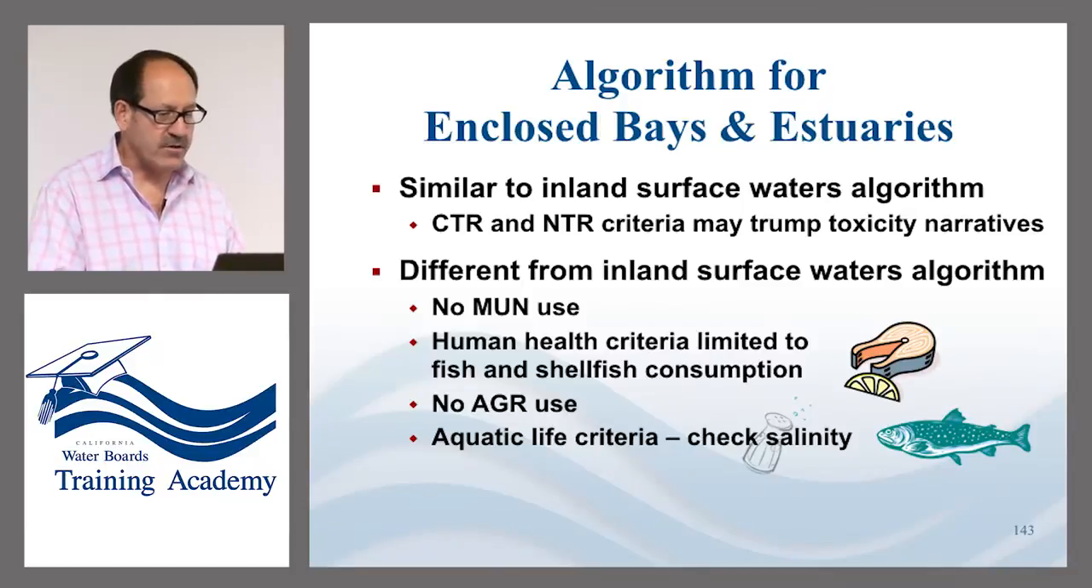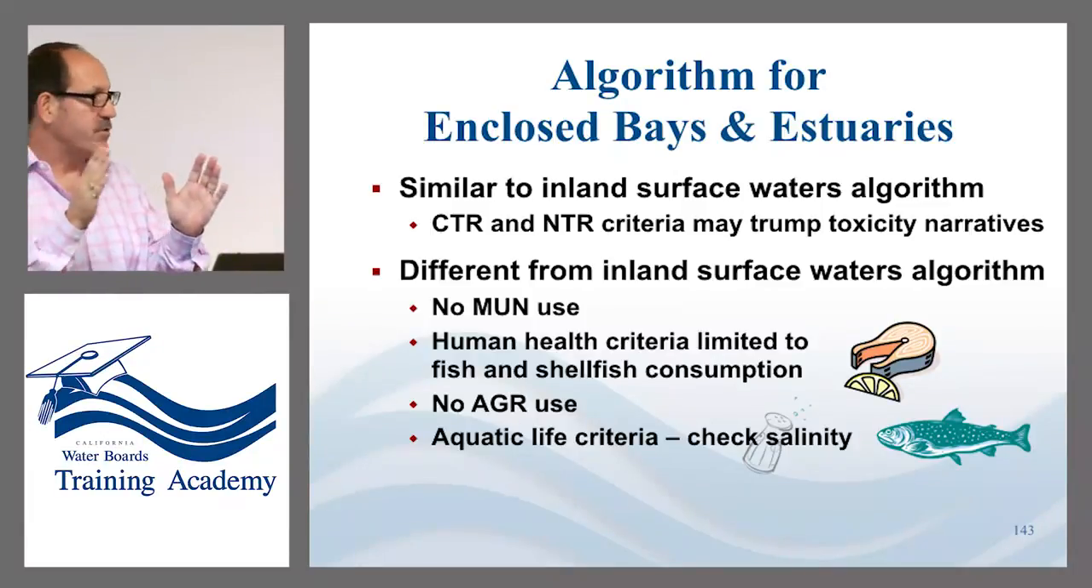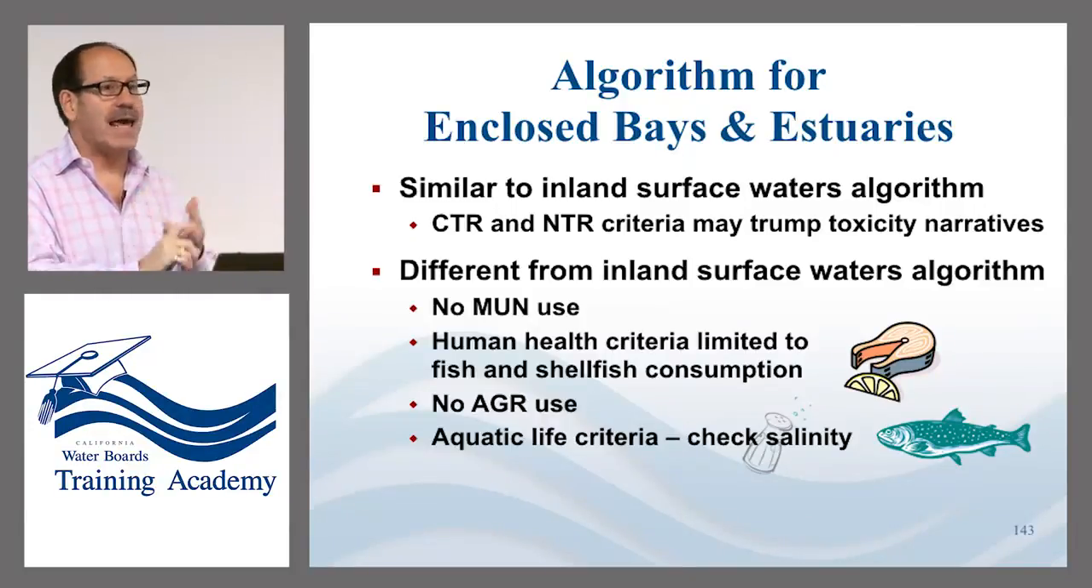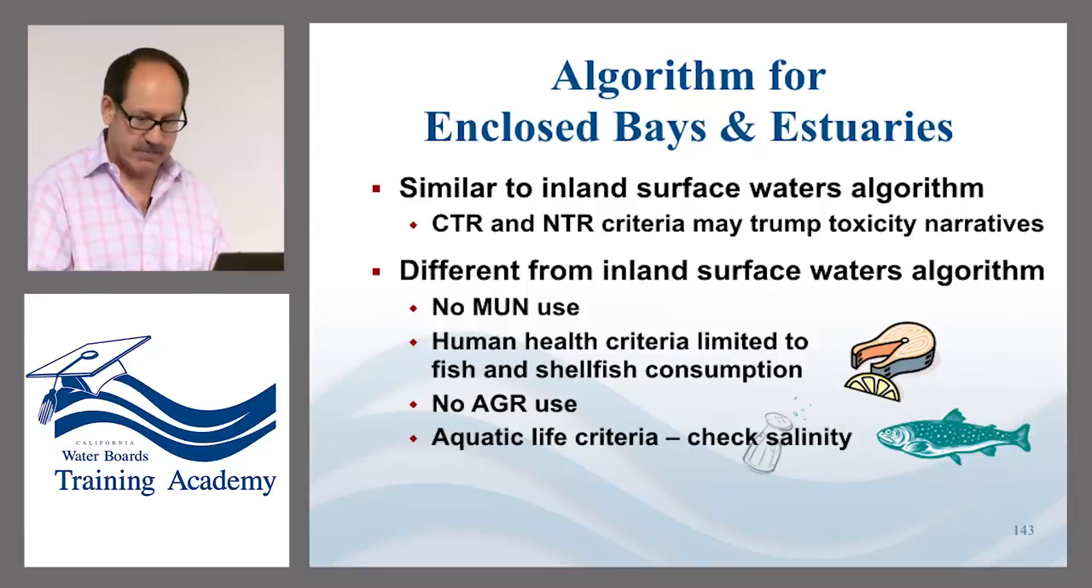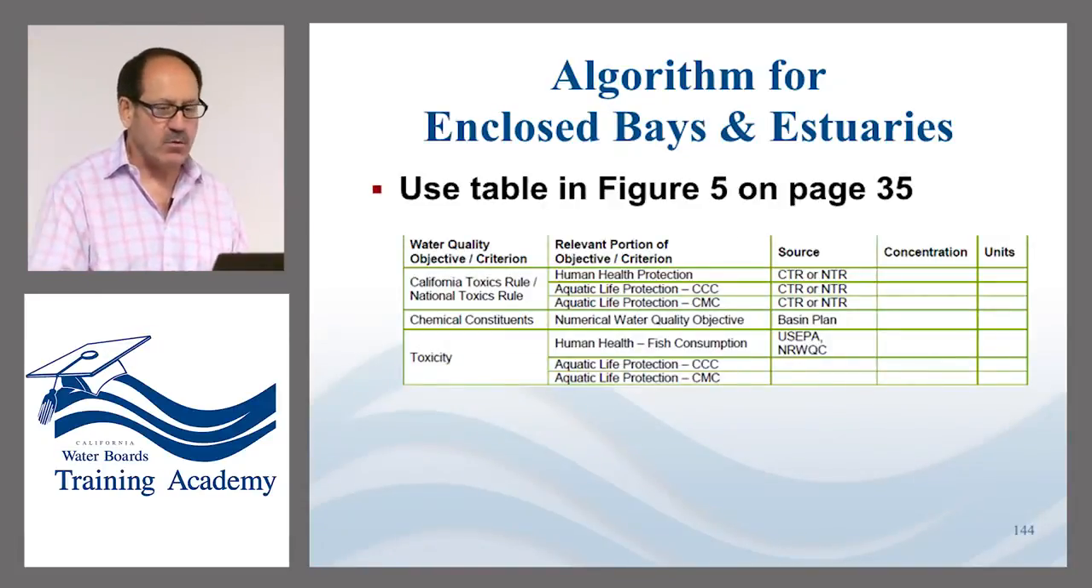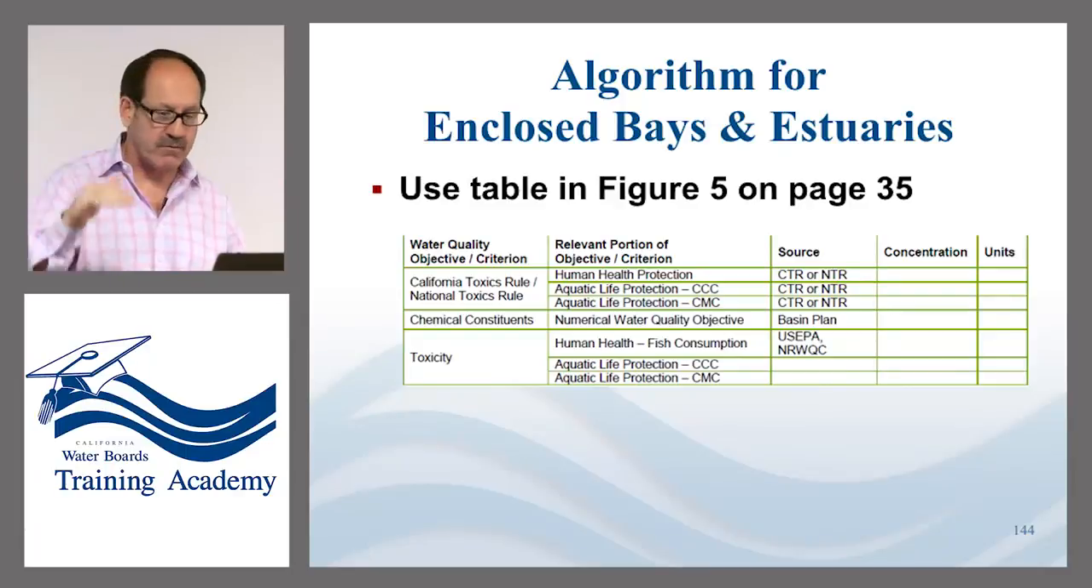No ag use either. Aquatic life criteria, check the salinity. If you're in an enclosed bay or estuary, is the salinity in that range between 1 and 10 parts per thousand, where you need to look at both saltwater aquatic life criteria and freshwater aquatic life criteria. And then here's the table that you would use in order to record the results of running through that algorithm. Again, the algorithms are all printed out for you in the staff report.